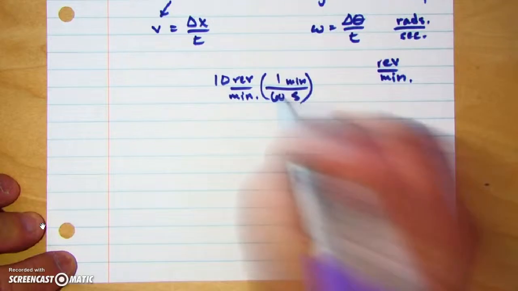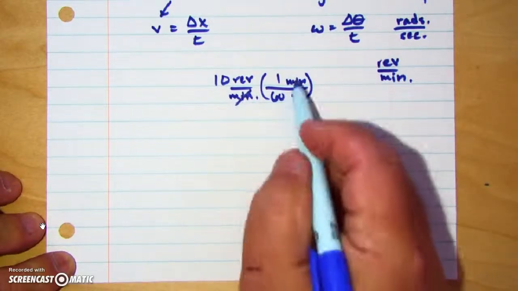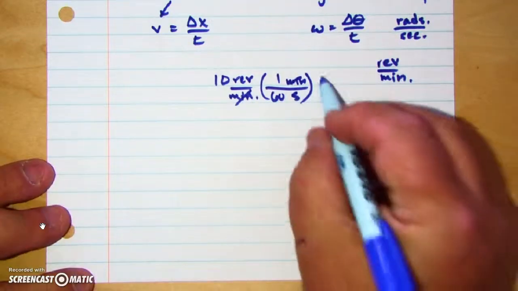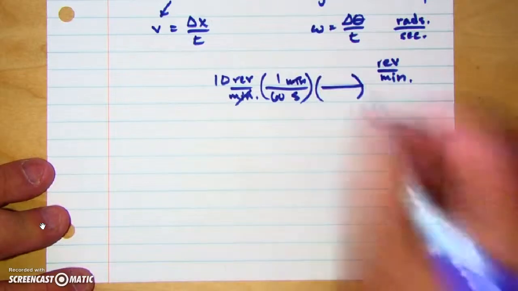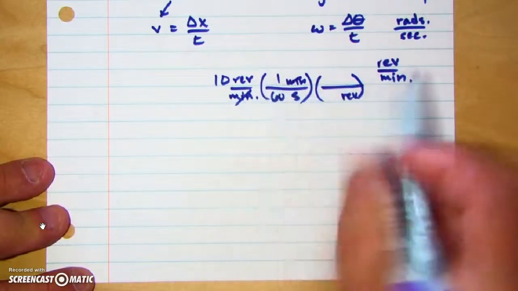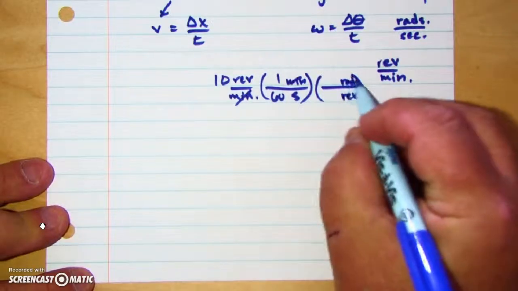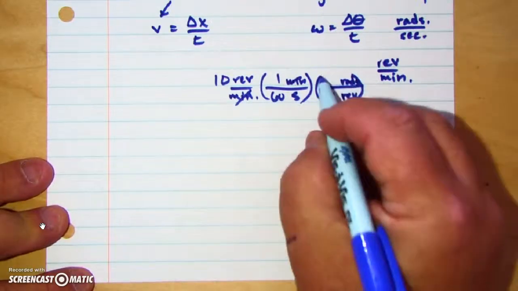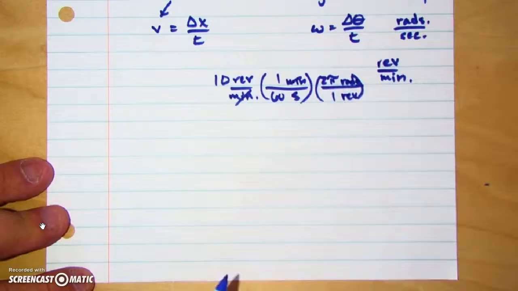1 minute is 60 seconds. If I quit right there, I'd have revolutions per second. The last thing I got to do is get rid of the revolutions. Revolutions go on the bottom to cancel it out, and I want rads on the top. And I know that 1 revolution is 2 pi.